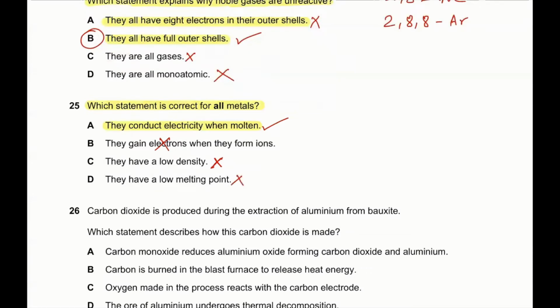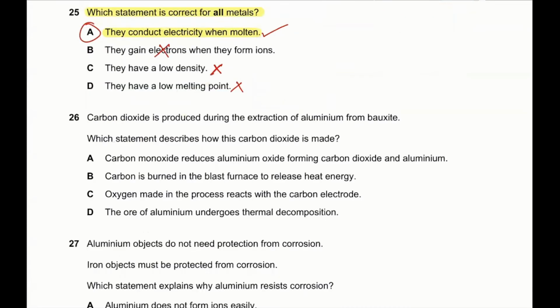Some metals, like sodium, potassium, maybe cesium, rubidium, have a low melting point, and we know that down the group, in group 1, the melting point decreases. Guys, question number 25, A will be the correct answer.